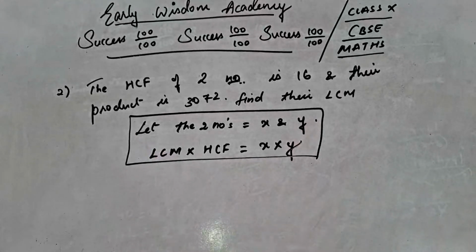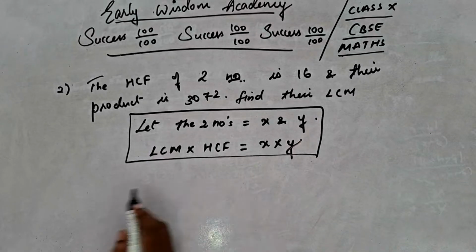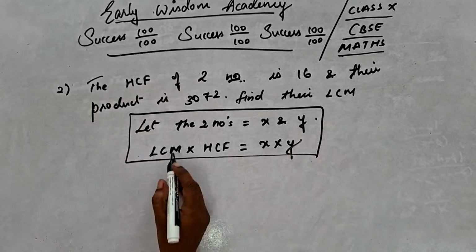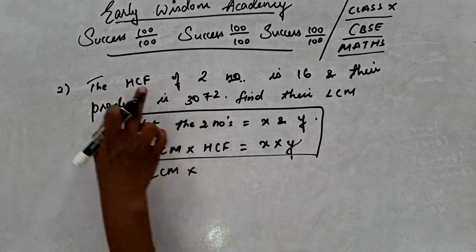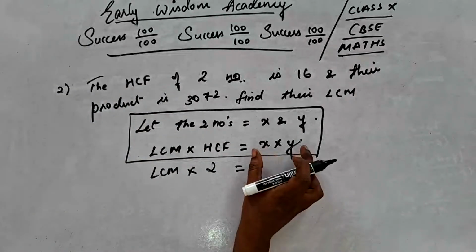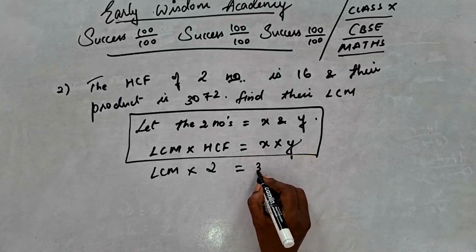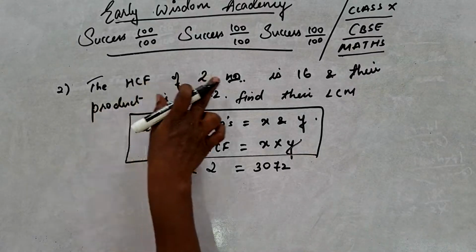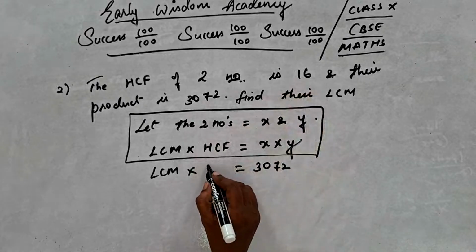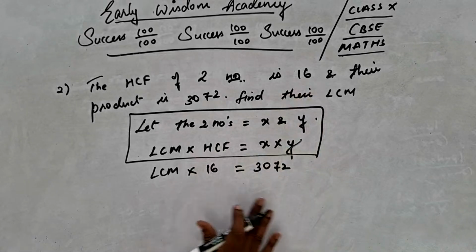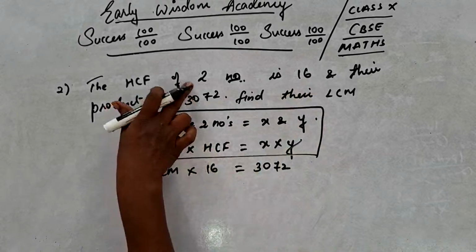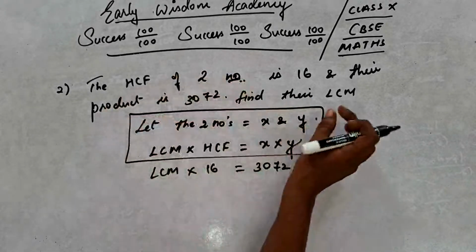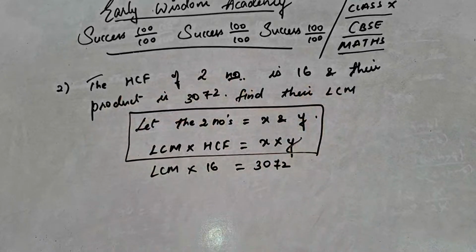X and y, or A into B, anything, whatever they have been taught in school. Now they have given HCF and you have to find the LCM. So for HCF I can substitute, and the product is x into y, which is given as 3072. Is it so? For the HCF of the two numbers, you should not write 2, it is 16. This is where they make mistakes. In the question they might have given 2 like this, or written it as two. Whatever it is, the HCF of the two numbers is 16, so you should substitute 16.